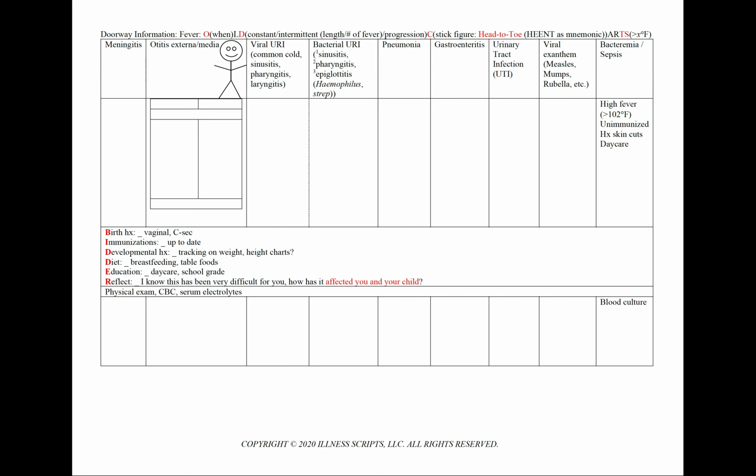And finally, in bacteremia or sepsis, we'll see a high fever. Our patient will be unimmunized when we ask about the immunizations, and we'll have a history of skin cuts and daycare attendance, and we'll order blood cultures.